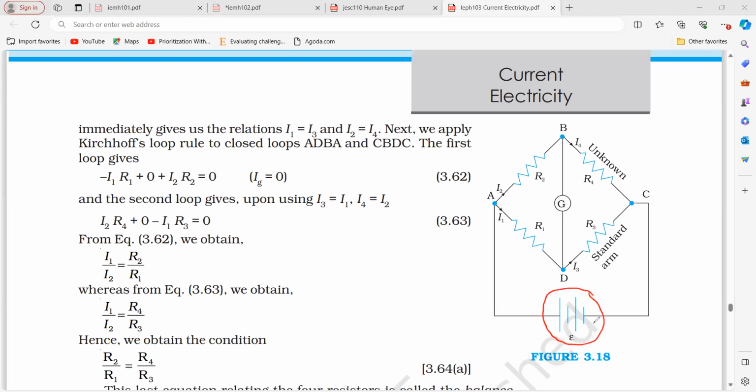This is the battery. EMF is provided, potential difference is provided. Then we are having two resistances R1 R2 connected with point A, and in this arm AD, resistance is R1, current I1 is flowing, and in this arm AB, resistance is R2, I2 is flowing. Then point B and point D are connected by a galvanometer. Then points B and C are connected by an unknown resistance R4, which we need to find out.